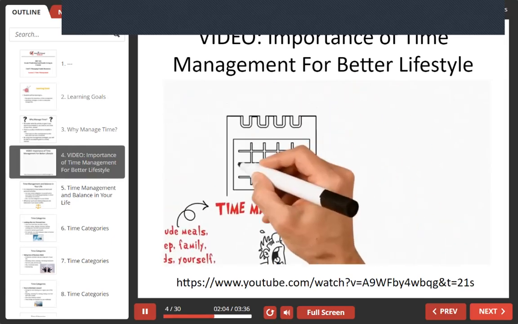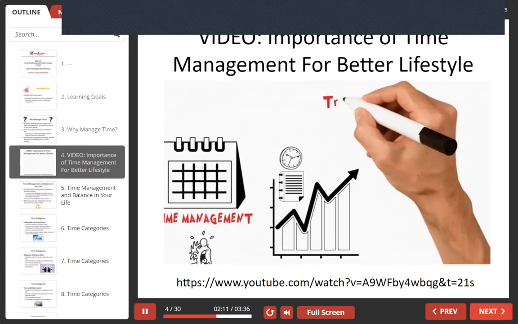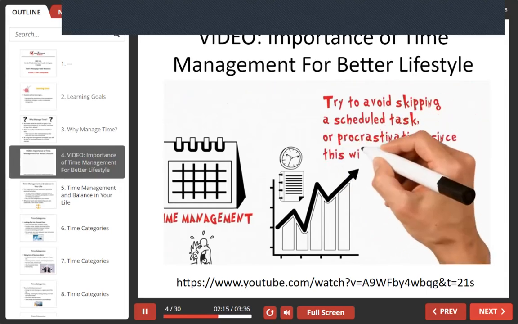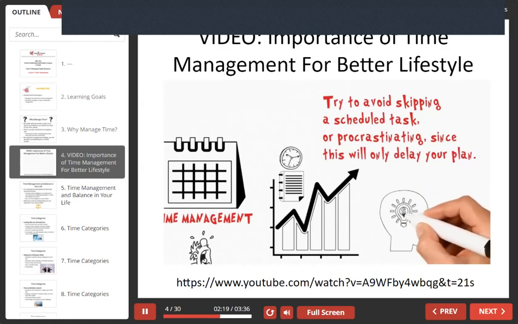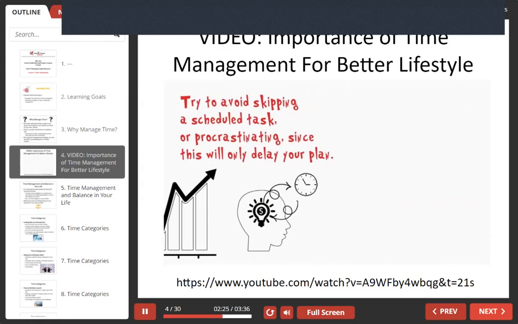By setting up a master timetable, you can work out your time scheme by working through the list on the time chart. Try to avoid skipping a scheduled task or procrastinating, since this will only delay your plan. It is important to keep in mind that time is essential. When we waste time, we are wasting money.